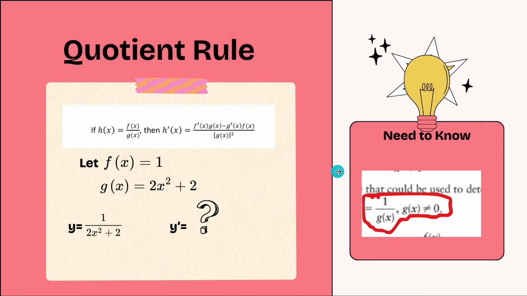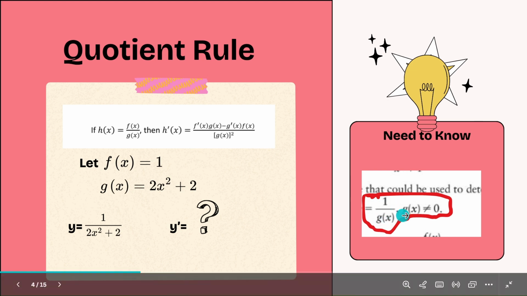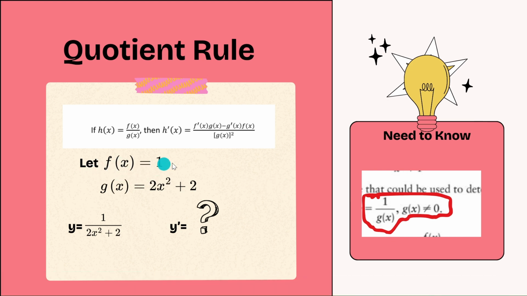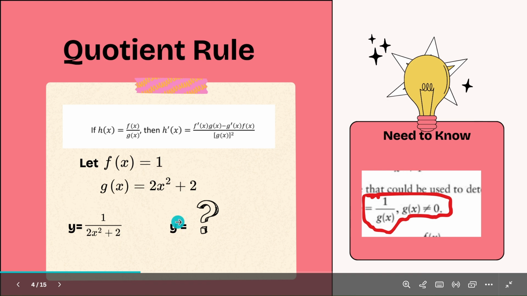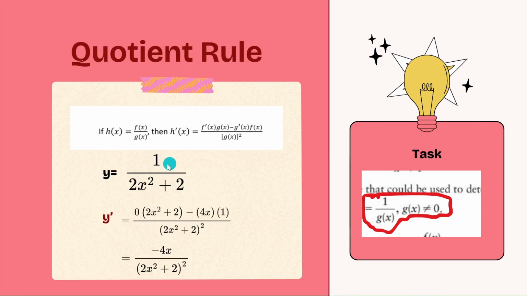First, we need to figure out values for the function that we're given in the task that are similar to it. For this, we can just allow f of x to remain 1, and then we could make g of x be equal to 2x squared plus 2. That would give us the function 1 over 2x squared plus 2, and we have to find the derivative of this function. So this is f of x, and this is g of x.